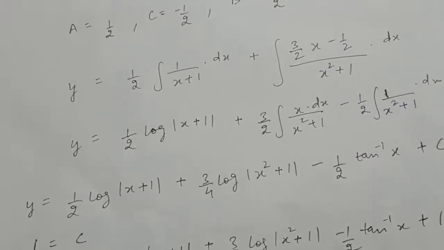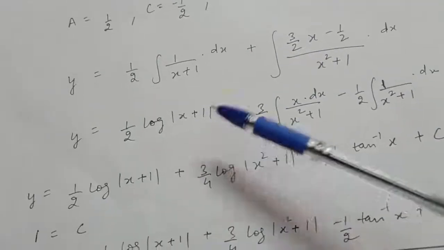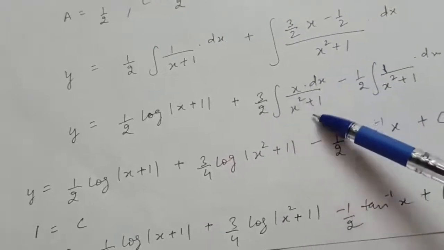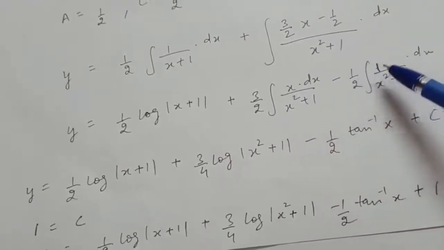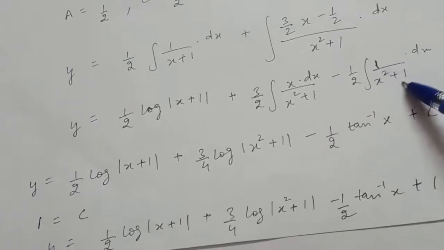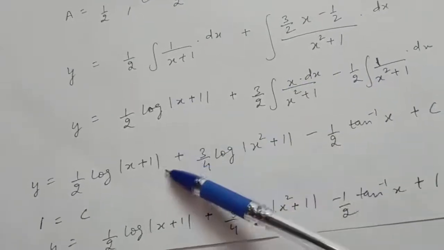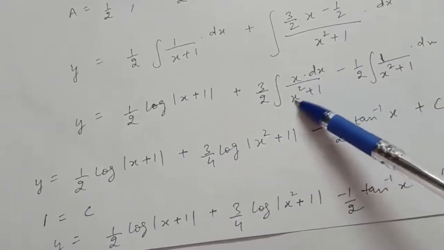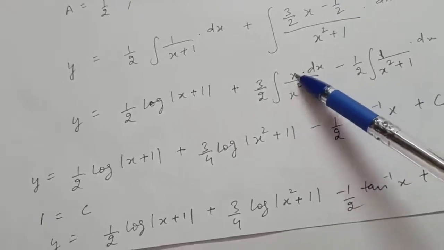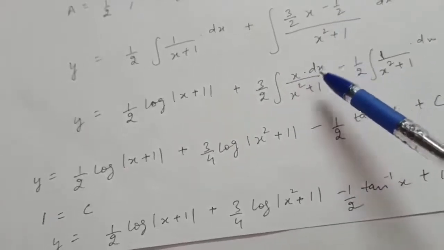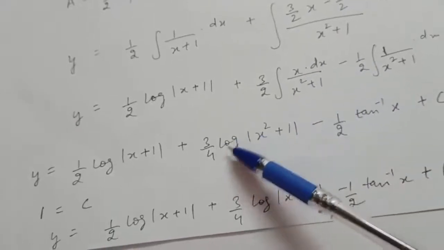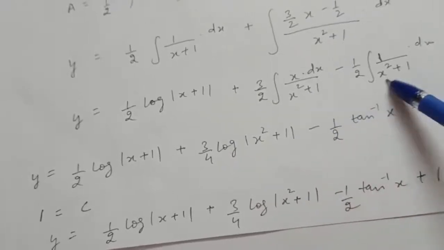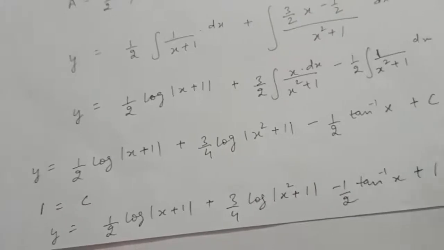Now integral of 1 upon x plus 1 will be log mod x plus 1, plus, take out 3 by 2 common, integral of x upon x square plus 1, minus 1 by 2 integral of 1 upon x square plus 1. Now this term as it is, plus, you have to solve this integral by yourself. Take this x square plus 1 as equal to t. Then you will get x into dx equal to dt upon 2. So this will come as 3 by 4 log mod of x square plus 1, minus 1 by 2 as it is, integral of 1 upon 1 plus x square is tan inverse x plus c.